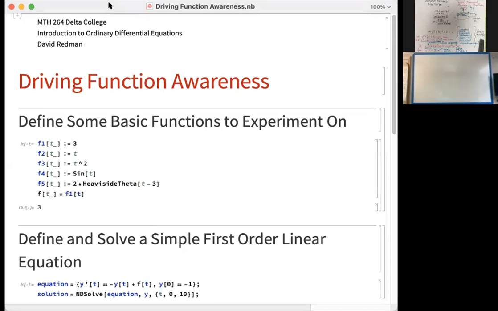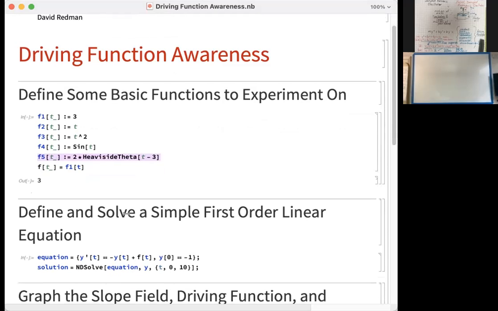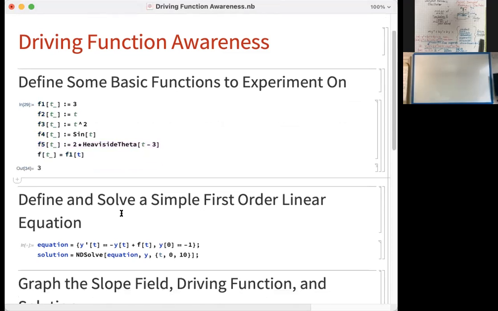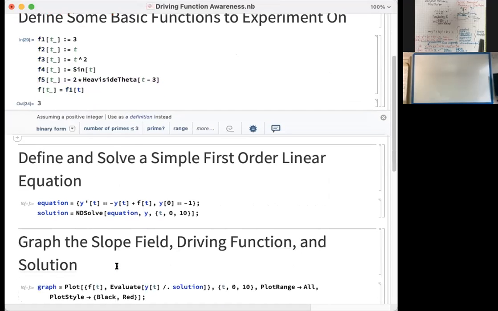It's readable. Okay, so what I've done here is I've just put down a small collection of driving functions. Constant, line, parabola, sine. This one right here is a discontinuous driving function. We're not there yet. But then you can select what happens. And let's let the driving function be F1, the constant. So I'll execute the driving function. And then I'll execute a simple equation.